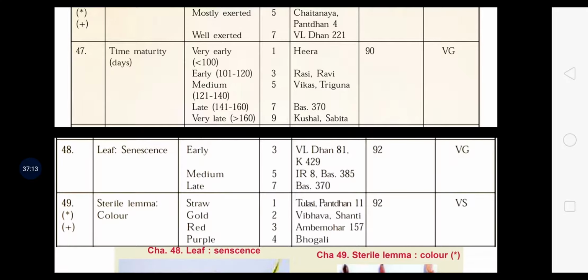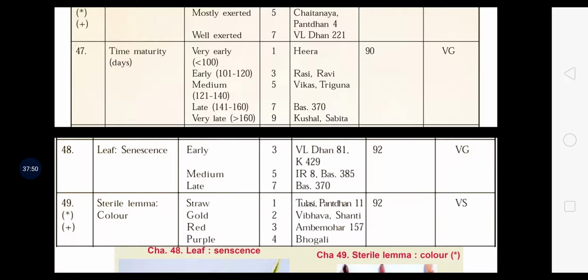48th characteristic is leaf senescence. Senescence means losing the green color, and it is the sign of completion of the reproductive part as well as completion of the life cycle of annual plants or any perennial plants. Also, senescence is the last stage of any plant. This is divided into early, medium and late. Early is scored as 3, medium as 5 and late as 7. Early examples are VL Dhan 81, K429. Medium type is IR8, Basmati 385. Late type is Basmati 370.